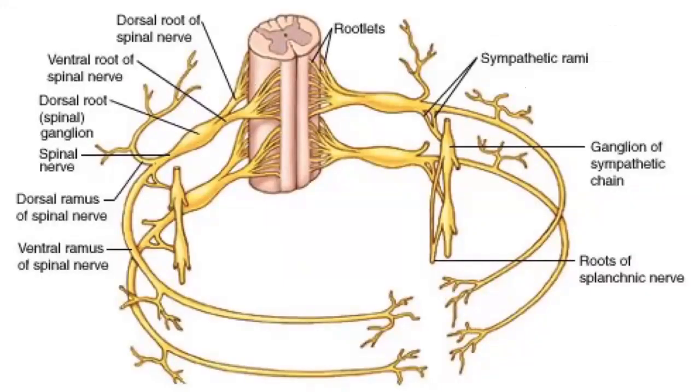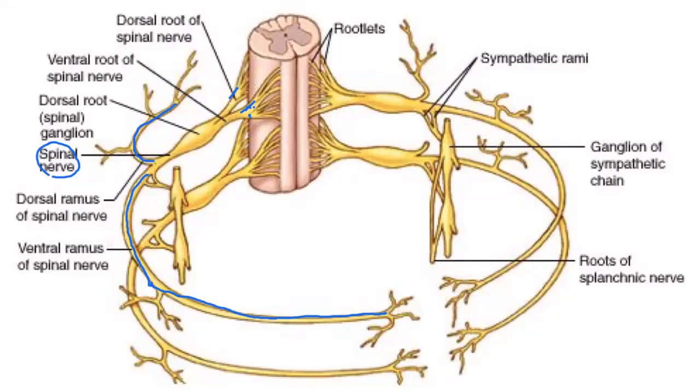This one again gives some more perspective. You see these are the roots, ventral root, dorsal root, and this is the spinal nerve. Spinal nerve again divides as dorsal rami and ventral rami. This is the ventral rami. So that is the basic structure. So that is how the lumbar plexus forms.